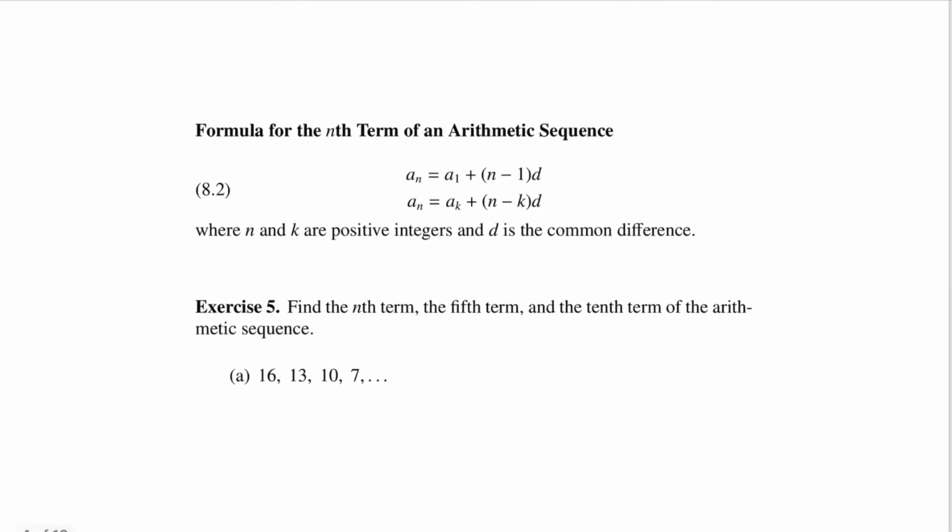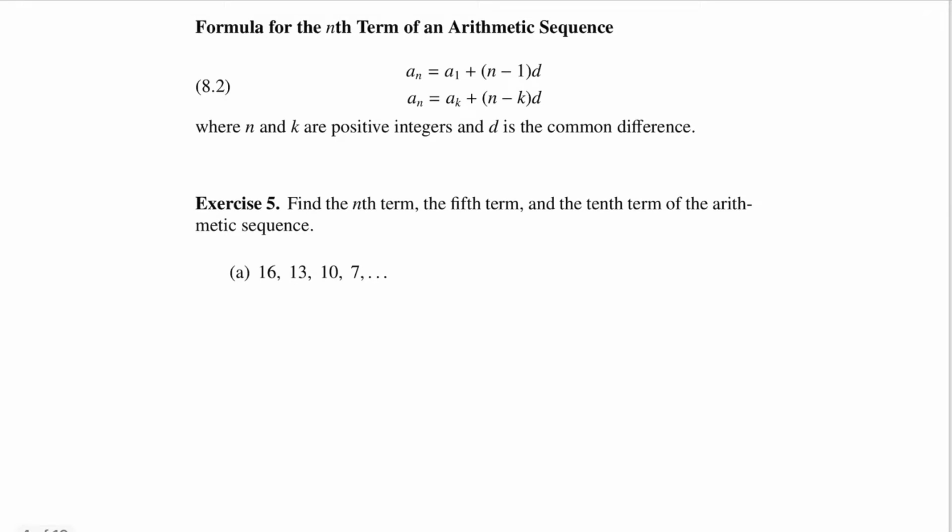There are 2 formulas for determining the nth term of a sequence. The nth term is given by this formula, or you can use this formula. We'll probably use both, but for now we're going to start with the top one. It says find the nth term, so we use the top formula. Then they want us to find the 5th term and also the 10th term. They tell us that it's arithmetic, but we can confirm it. Let's find the common difference.